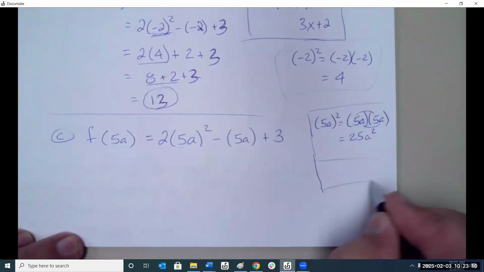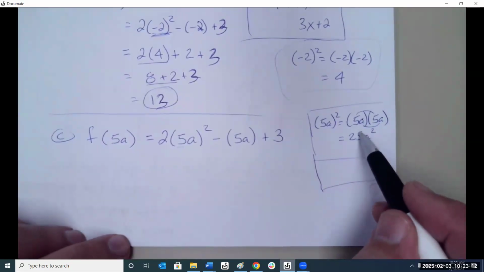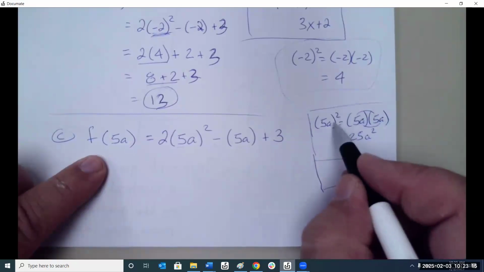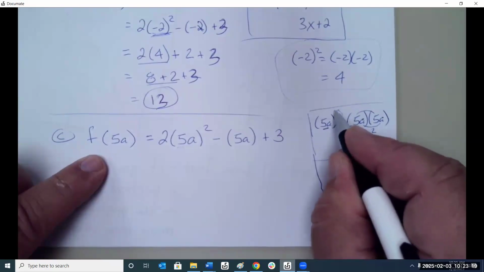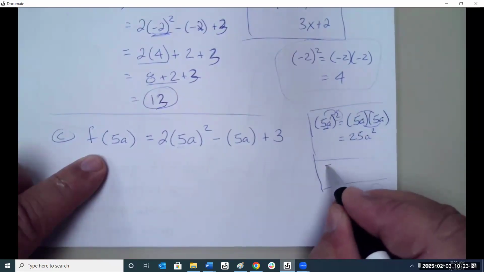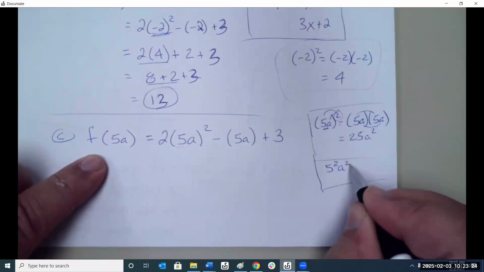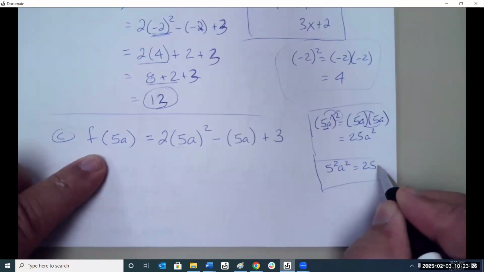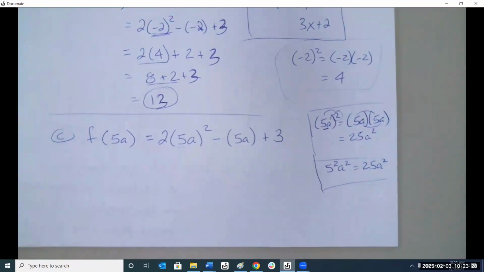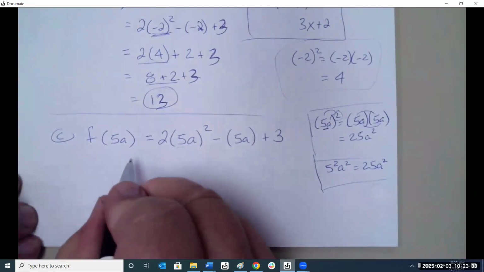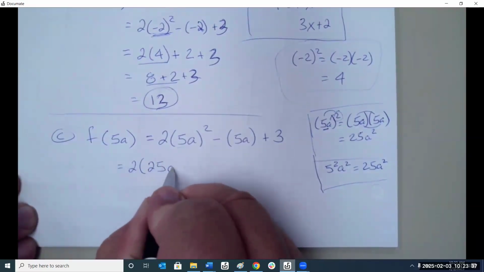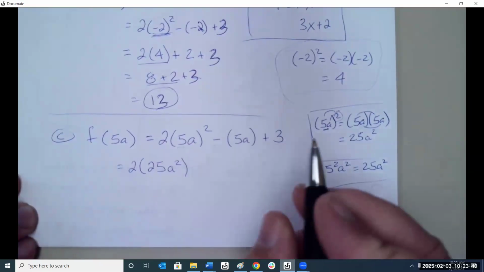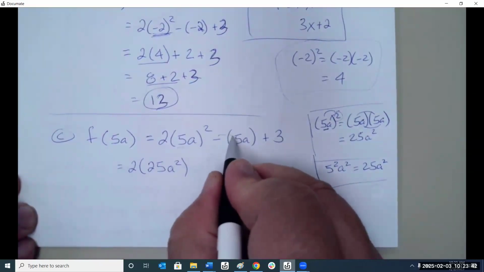We could have done it like that, or what this actually tells us also is we can take this, since these are multiplied, I can distribute it inside there. So it's 5 squared a squared, which is 25a squared. So this one says it's 2 times 25a squared. Negative times positive is negative.